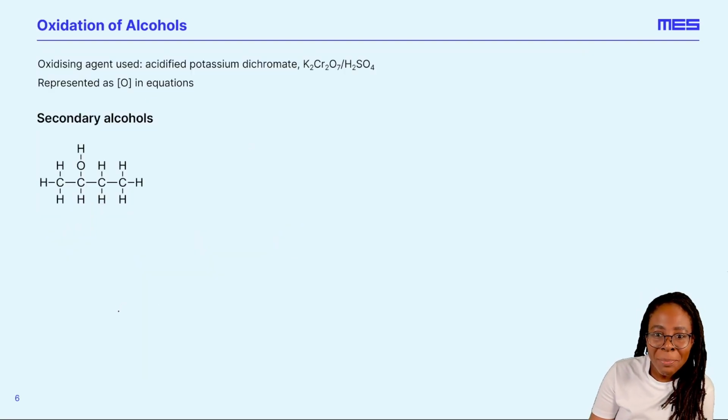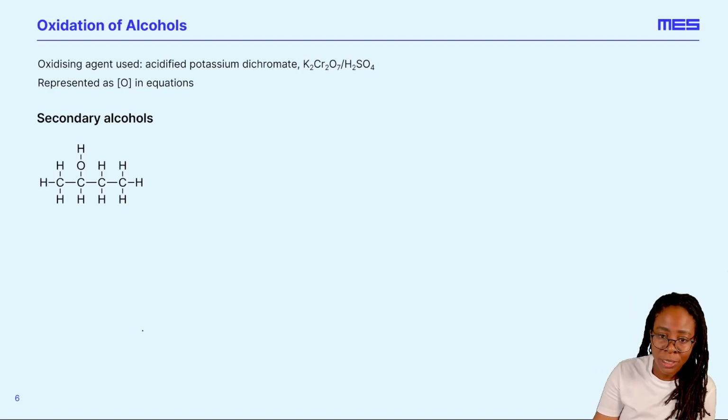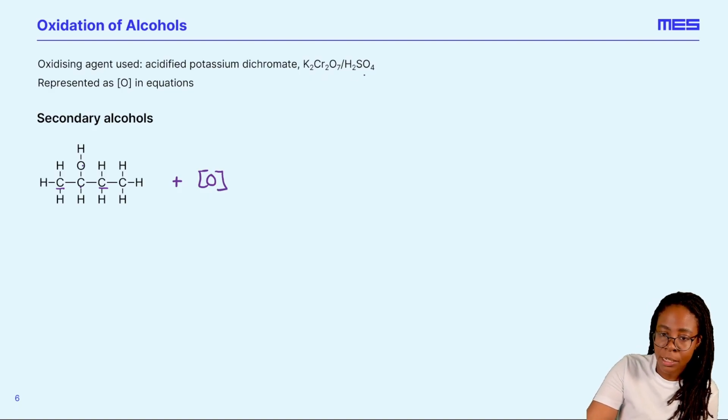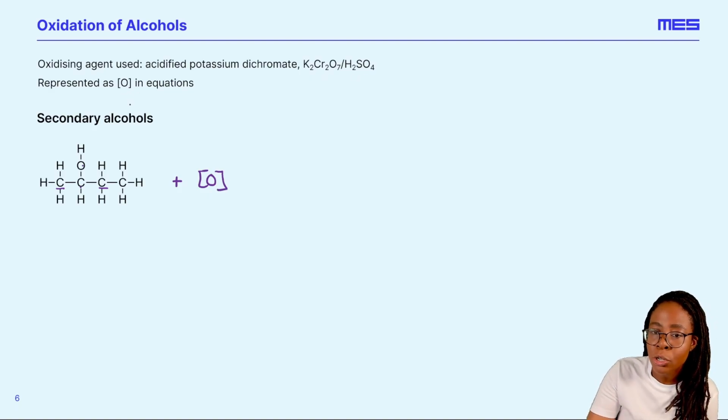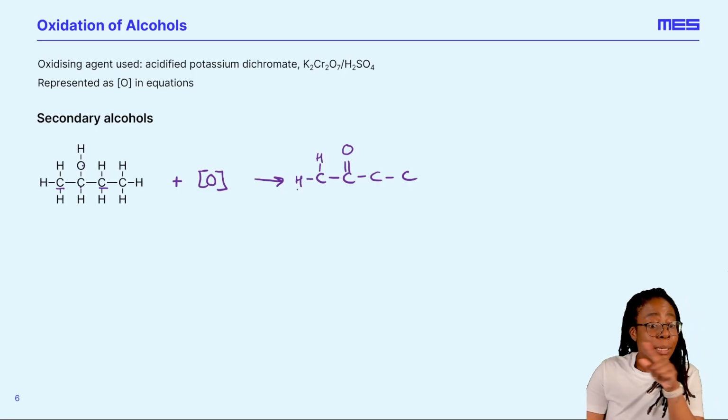Now we've covered the hard part. Secondary alcohols are so much simpler because there's only one possible product. If we have a secondary alcohol, again here where we've got two carbons bonded to the carbon with the OH, then we're going to add our oxidizing agent, same oxidizing agent, acidified potassium dichromate, same representation of our O in square brackets, and there is only one possible product and we love to see it, and that is a ketone. We have a carbonyl group, but it's being formed somewhere within the main chain.